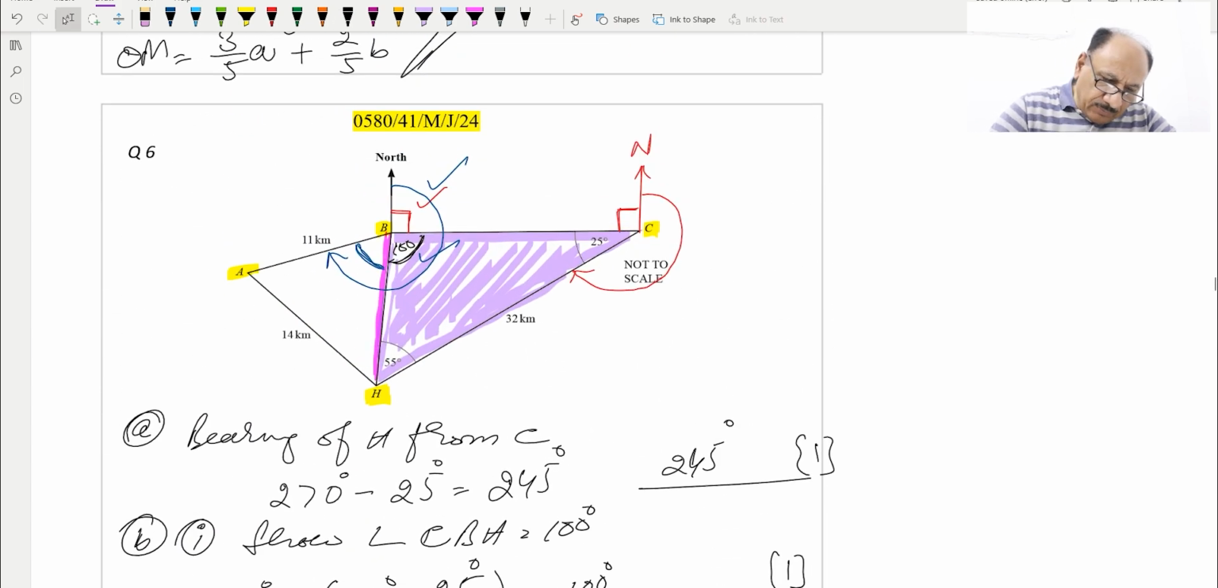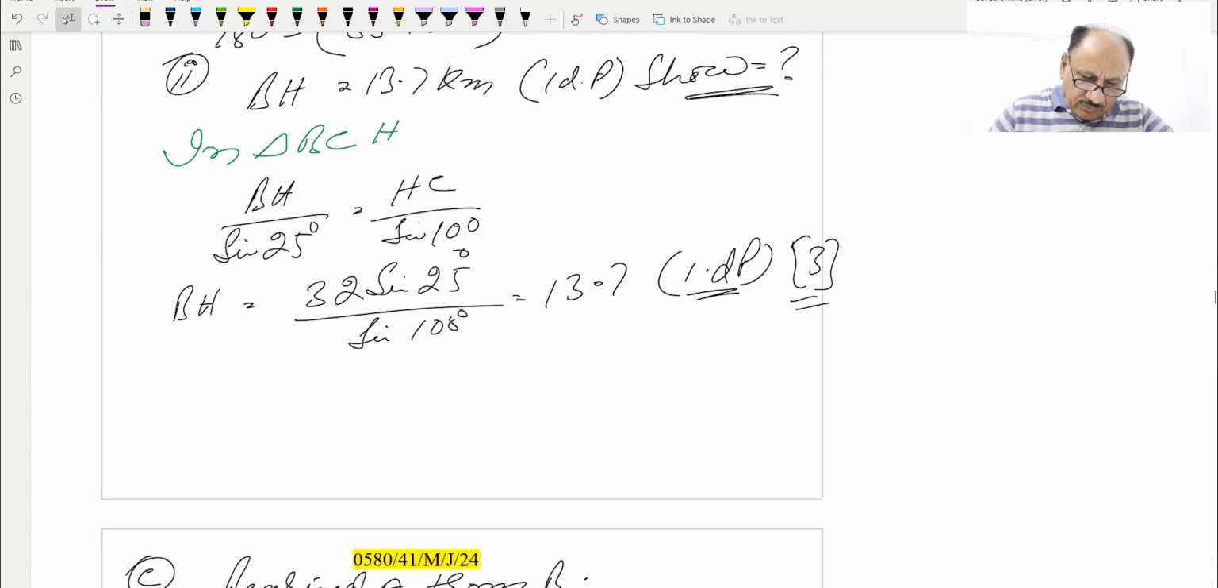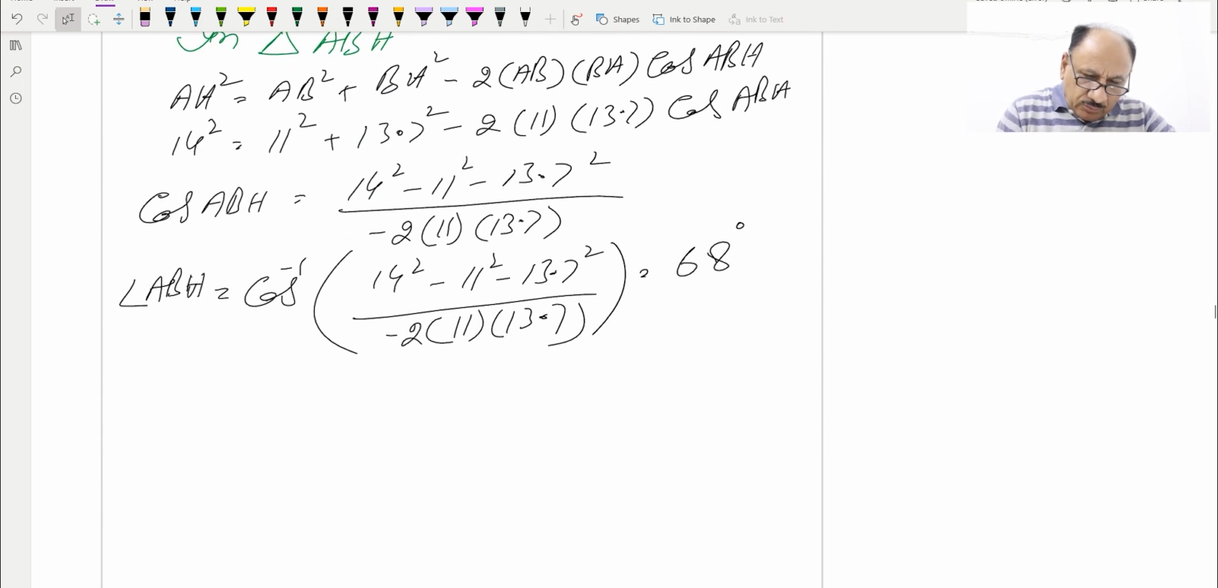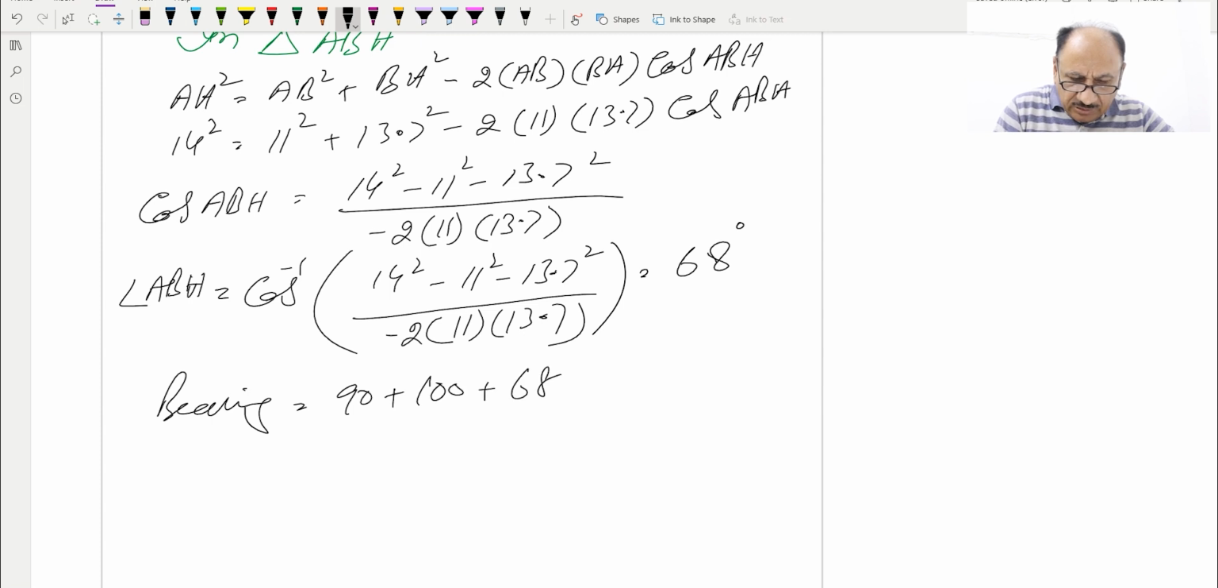And 68 degrees, keep in mind, is this angle. So we will be adding 90, this one, and then 100 and 68. So we'll be adding these three angles. That will be our answer. So the bearing will be equal to 90 plus 100 plus 68 degrees, and this will be adding up to what?